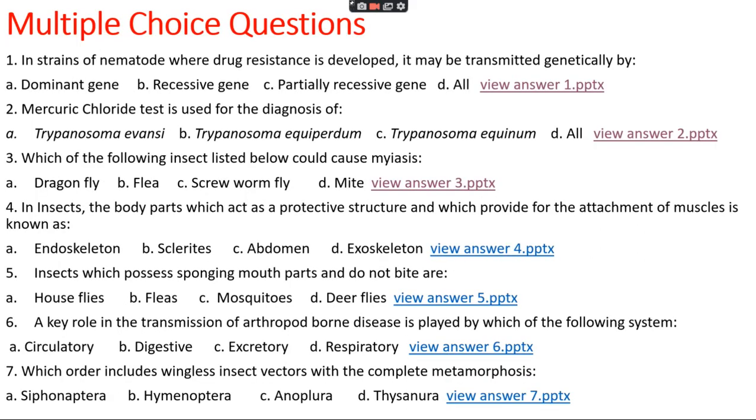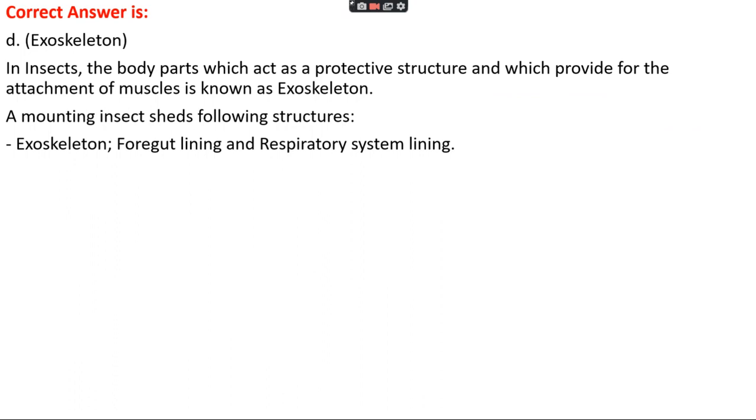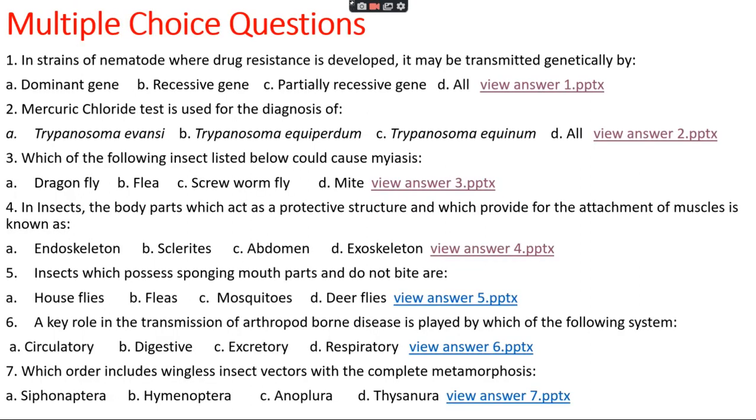Ceratopogonidae includes midges. Question number 4. In insects, the body part which acts as a protective structure and which provides for the attachment of muscles is known as option A, endoskeleton. Option B, sclerite. Option C, abdomen. Or option D, exoskeleton. The right answer is option D, that is exoskeleton. During the molting process, the insect sheds the following structures: exoskeleton, foregut lining and also respiratory system lining.